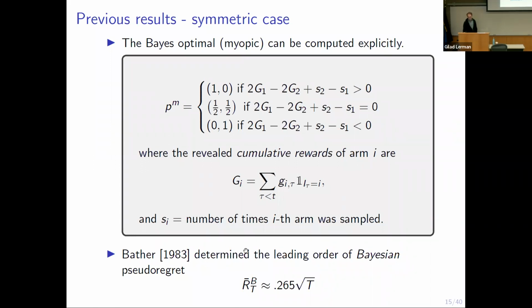But in 1983, Bather determined the leading order of the Bayesian pseudo-regret, which is this quantity. So finally, we have the leading order term of the optimal regret here. Again, no non-asymptotic guarantees. We don't really know in what regimes this works, or how exactly the error scales. This is just the computation of the leading order term.